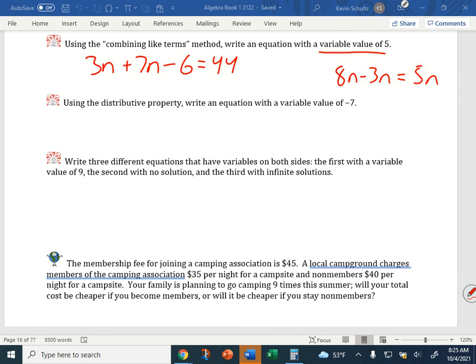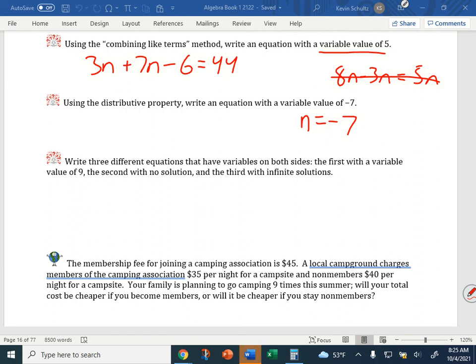Okay? Then the next one, using the distributive property, write an equation with a variable value of -7. So again, you're writing an equation. It's got to have parentheses, right? You've got to be able to distribute. And when I solve the equation, I get an answer of n equals -7. The variable has to equal -7. When I solve it, the variable equals -7. Okay?